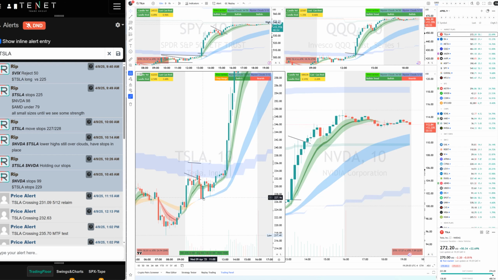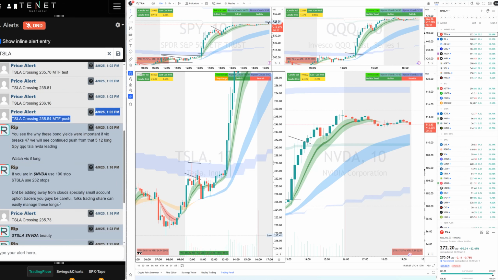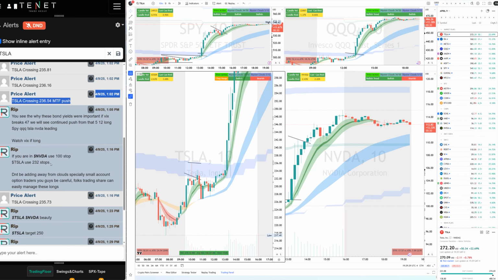So you can always use the 3450s stops if you want. But once it reclaims here, it gets a long again. You see this? I sent this alert that 231, 512 reclaim. So that becomes a long again. And then you can put your stops at 229 wherever you want. Then it tested the MTF, then it broke the MTF, and then I gave the traders the stops as 232 on Tesla. 232 stops on Tesla.